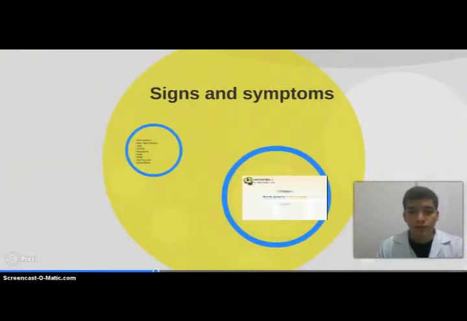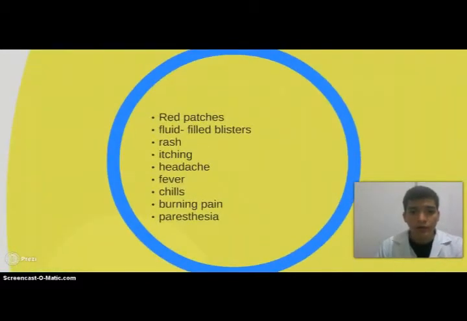Signs and symptoms: weak patches, blister, rash, itching, headache, fever, chills, burning pain, paresthesia.